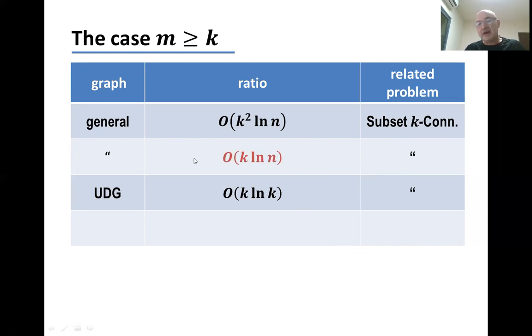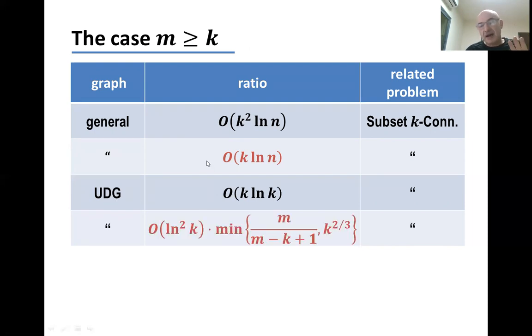But before that, I would like to tell you what is the improvement that I achieved. So in general graphs, I reduced the ratio O(k squared ln n) to order k ln n. And this is an improvement by a factor of k. And in unit disc graphs, I reduced the ratio from order k ln n to a certain expression given here. And let me explain what this expression is.